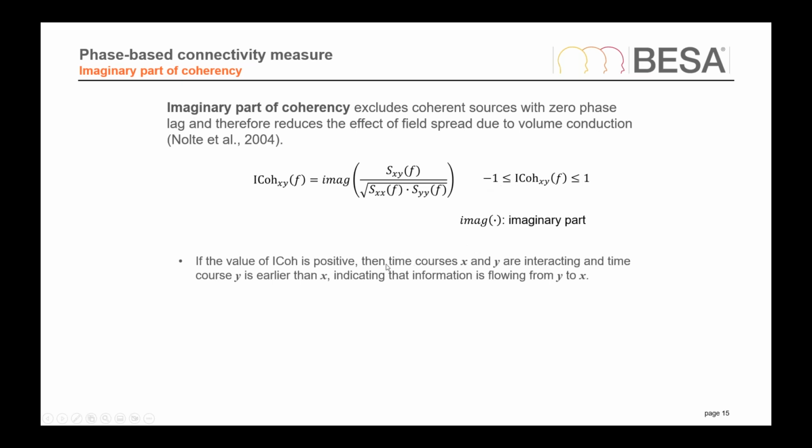This has a positive effect because it can tell us something about the flow of information. If the value of the imaginary part of coherency is positive, then the time courses x and y are interacting, and the time course y is earlier than x, which is probably equivalent to saying that information is flowing from y to x.